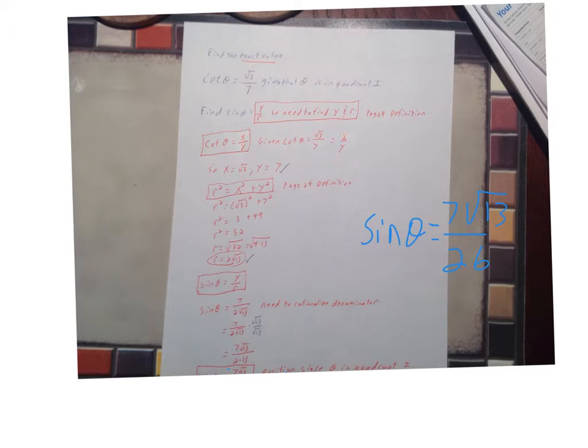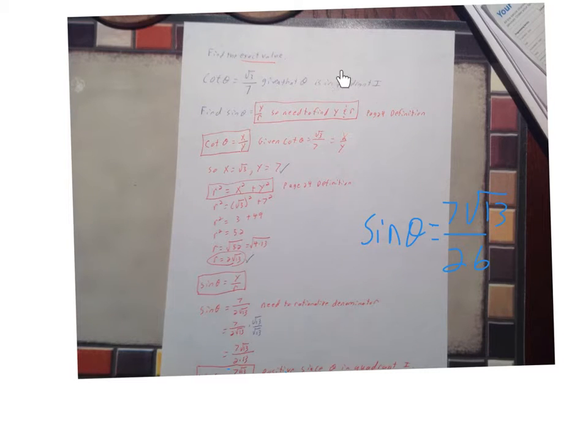Well, I saw your discussion board question. You want to find the exact value. When they say the exact value, that means you shouldn't use your calculator. You've got to do it by hand. You're given cotan of theta is square root 3 over 7, and you're given that theta is in the first quadrant.